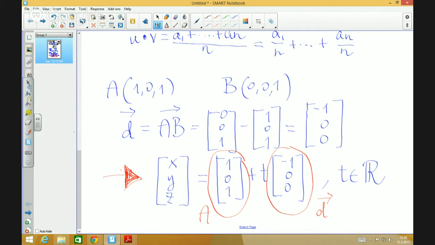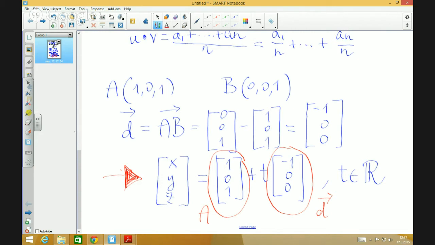It certainly goes through that point, because if you take t to be 0, then you get the point A. So (x, y, z) can actually be the point A, and any other point that lies on the line will have to be reachable from the point A by traveling along the direction given by the vector D. And how long you need to travel is given by the value of t, essentially. Question?